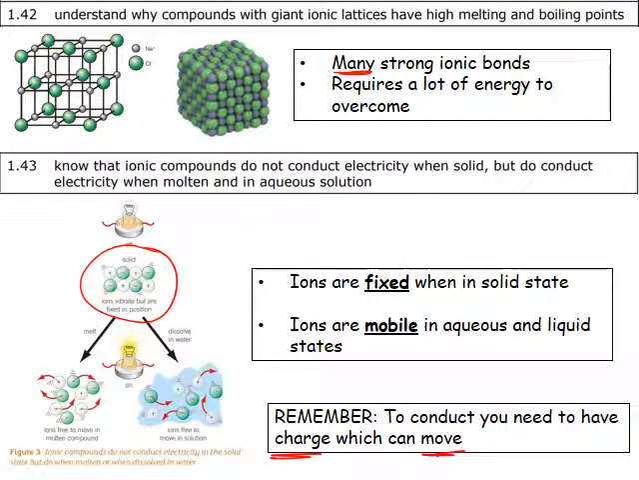But then when your ions are in a molten state, when they've been heated or melted, and that requires a lot of energy, remember, or they're dissolved in water, which doesn't require as much energy, then it can conduct. So ions are fixed when in solid state, but ions are mobile in aqueous and liquid state. So they can conduct, and your light bulb will turn on if you connect them to a circuit, but it won't if it's solid.